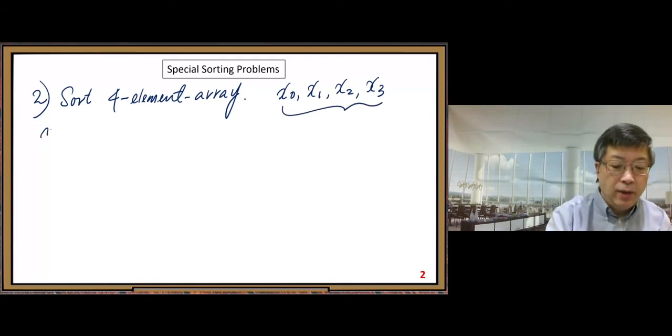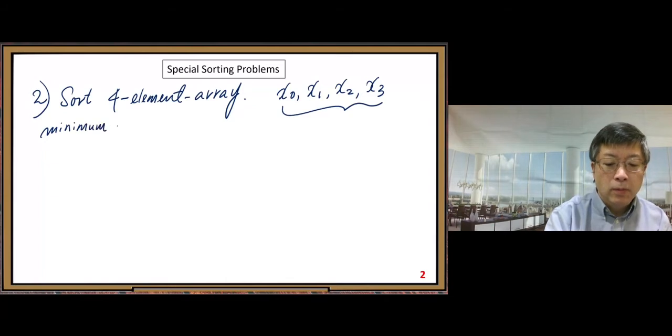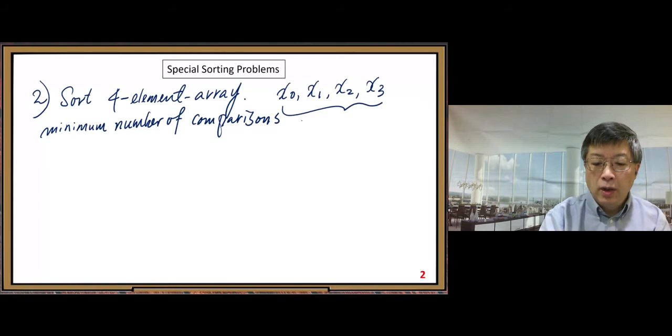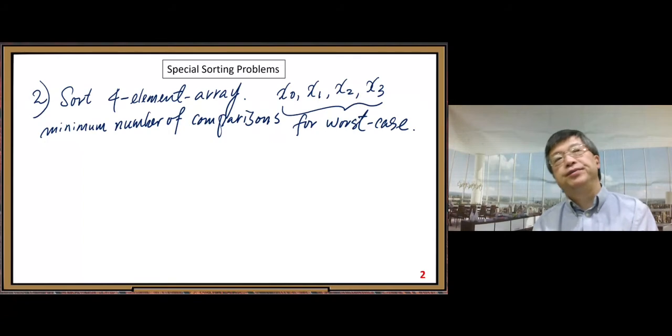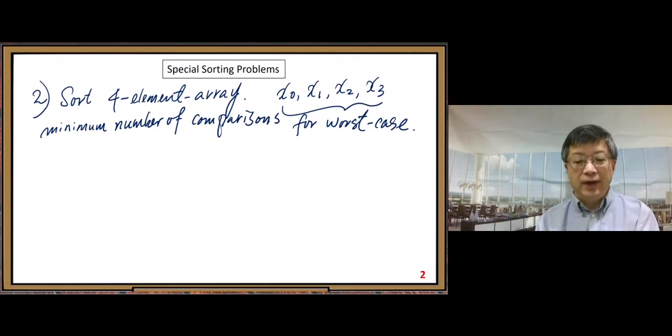So we need the minimum number of comparisons for the worst case. Not just minimum, but also for the worst case, not for the best case.